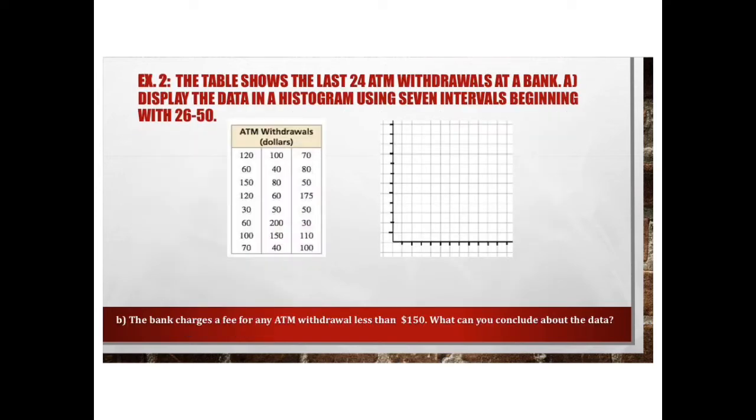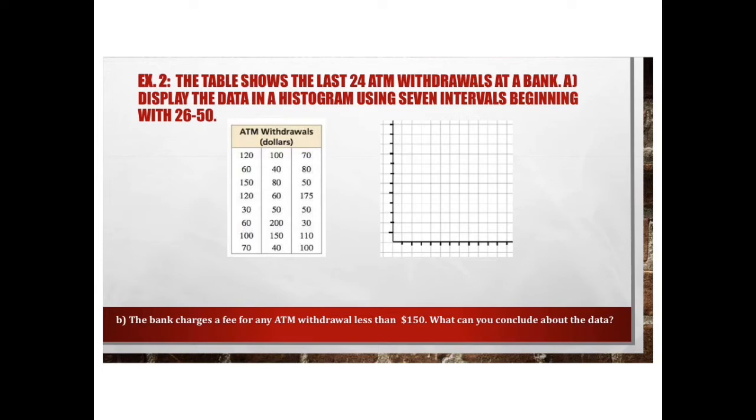All right, for our next example, we have a table that shows the last 24 ATM withdrawals at a bank. AJ wants to display the data in a histogram using 7 intervals beginning with 26 to 50. So what we're looking at now is the raw data, each individual withdrawal. The 120 tells me that there was a withdrawal of $120. The 50 down here would tell me that there was a withdrawal of $50. So each one of those numbers is an individual withdrawal.